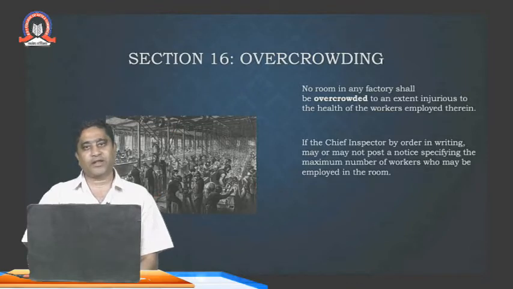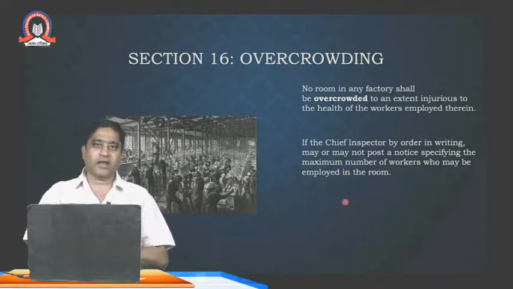So the factory manager or the owner of the factory should keep that particular place available for exhaling and inhaling of gases, that is oxygen and carbon dioxide. There should not be skin to skin touch between the workers, otherwise there would be infection also. The chief inspector of factories, by order in writing, may post a notice specifying the maximum number of workers to be employed in the room.